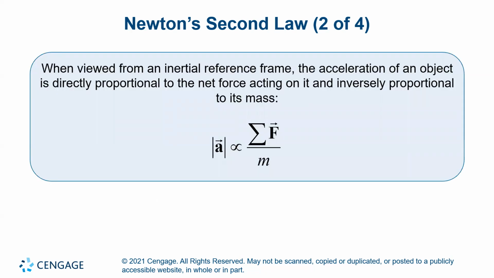When viewed from an inertial reference frame, the acceleration of an object is directly proportional to the net force acting on it and inversely proportional to its mass. This is Newton's second law. The net force here actually is the resultant. If you remember the resultant vector, it is the sum of vectors. So in this case, the vectors you are dealing with are forces. The net force is the resultant of force vectors acting on a single object.